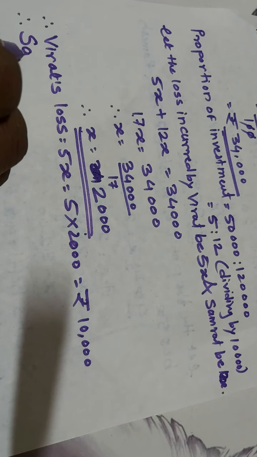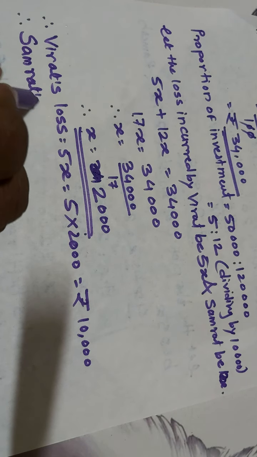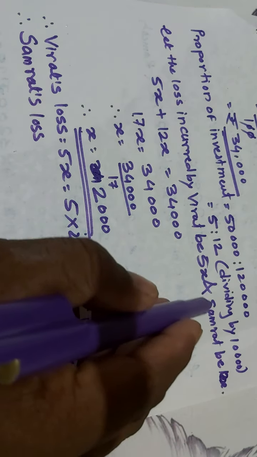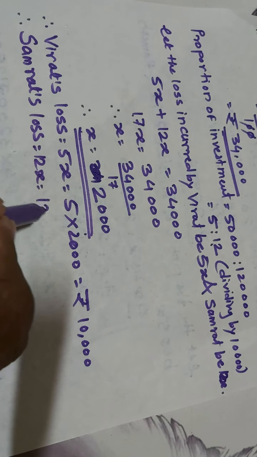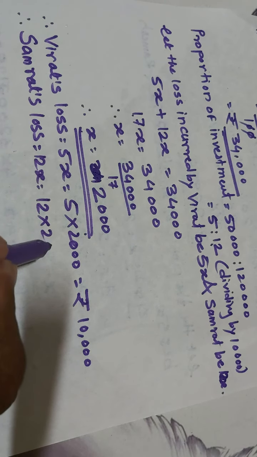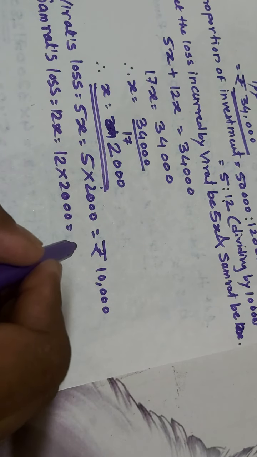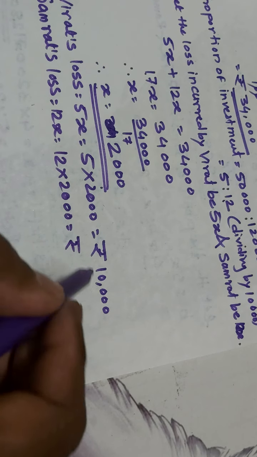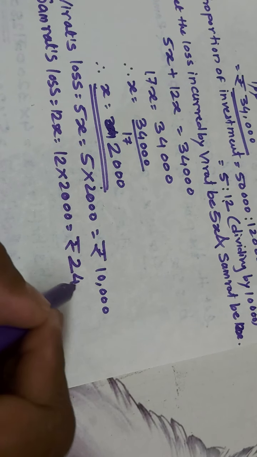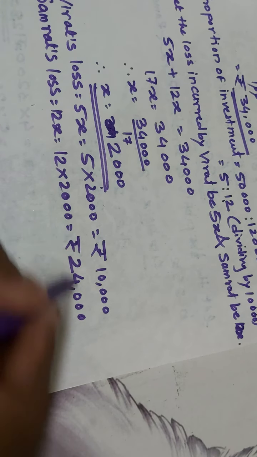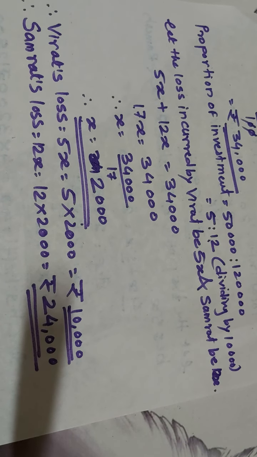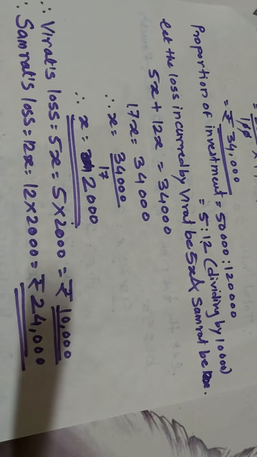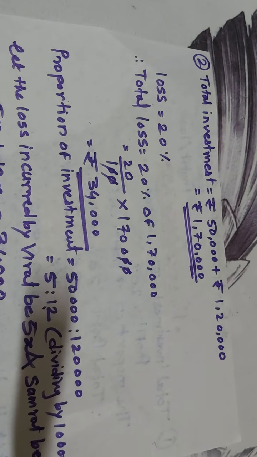Next, Samrat's loss. The proportion is 12, so it is 12x. Put the value of x, 2000, so 12 times 2000 is 24,000. So now we got Virat's loss, that is 10,000, and Samrat's loss, that is rupees 24,000. Now you can take a screenshot.